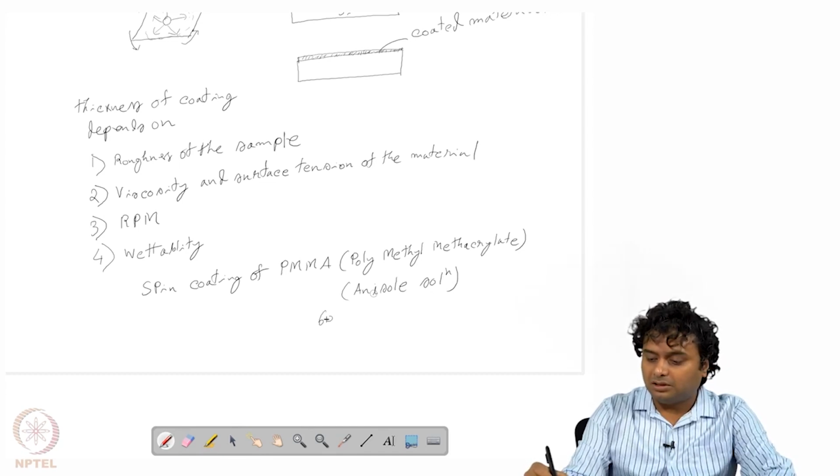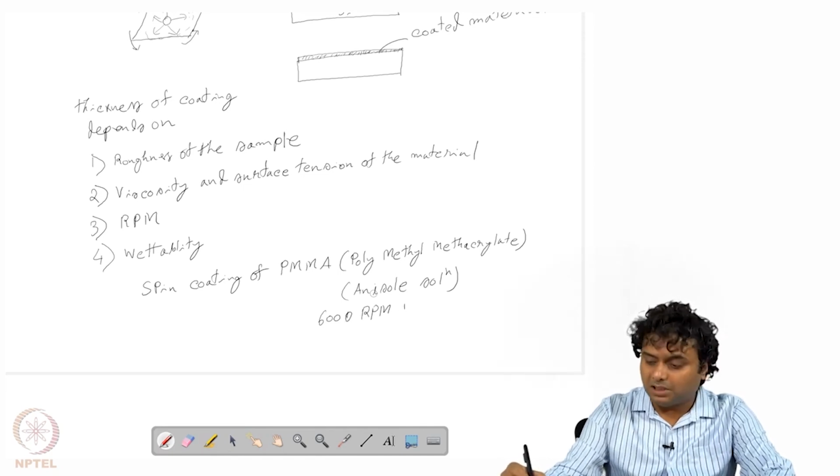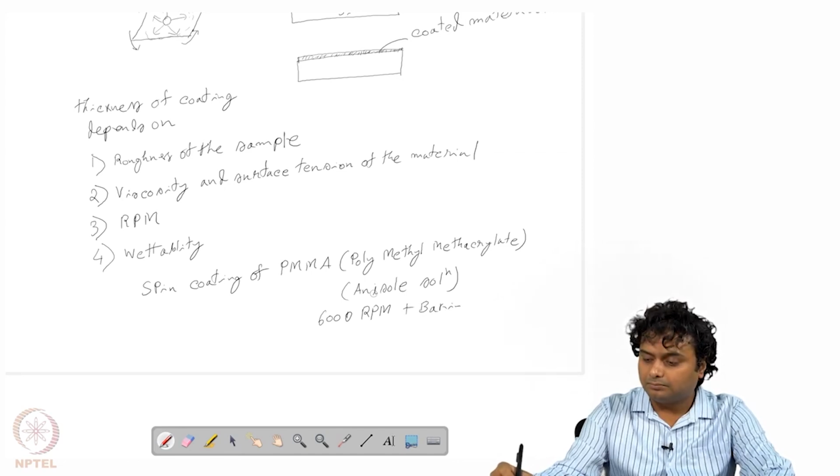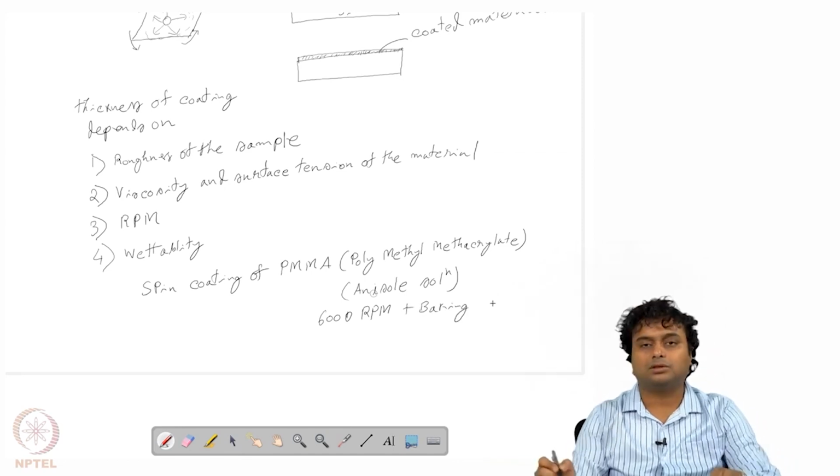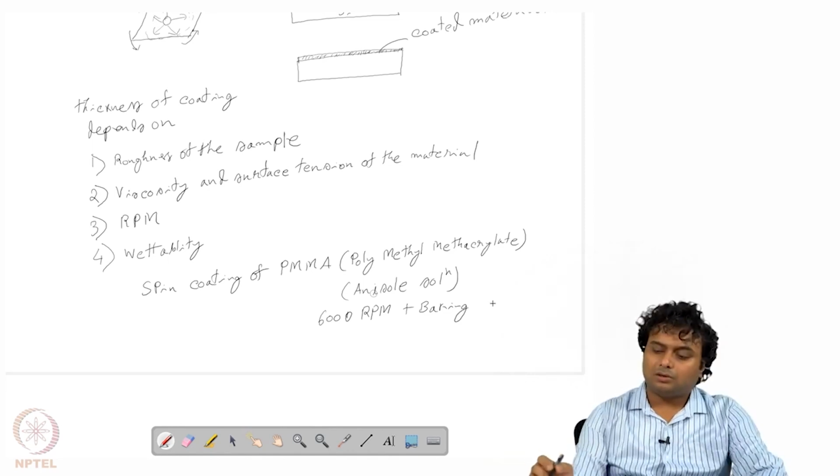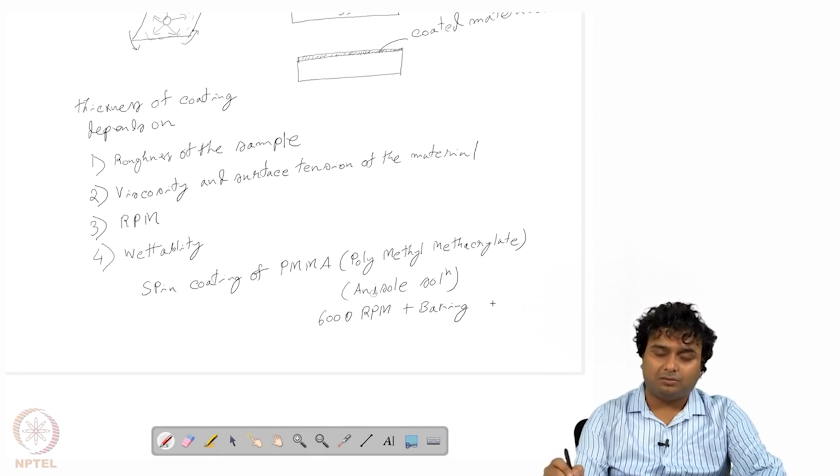something about 6000 RPM, plus we do some baking, like before and after spin coating we do some baking or heating. So after the spin coating we actually do some kind of baking or heating of the sample, so that the solvent gets evaporated and only PMMA is coated on the sample.